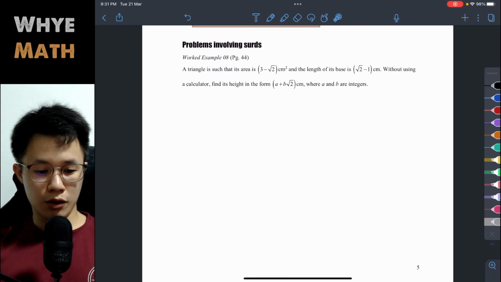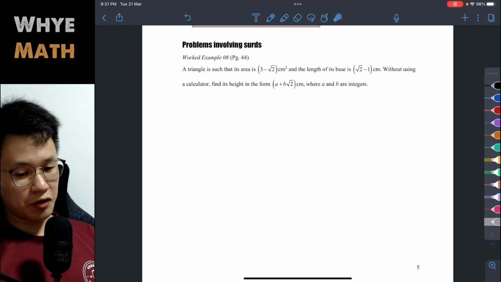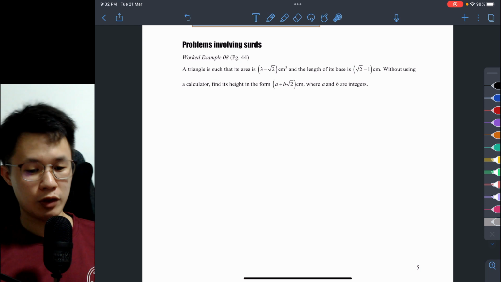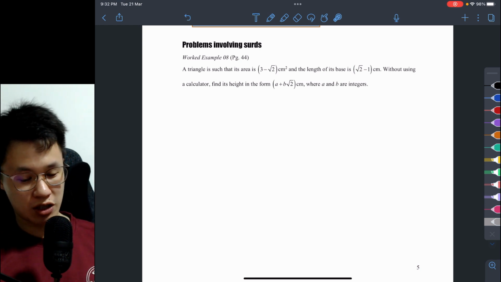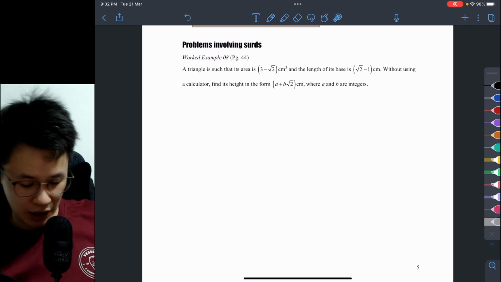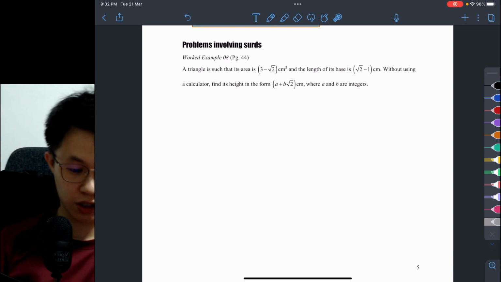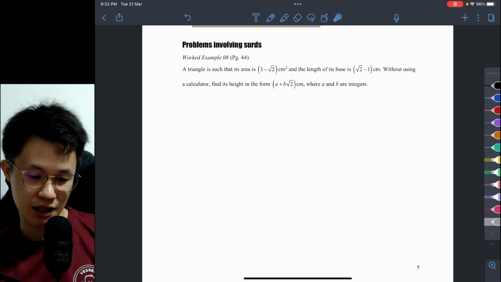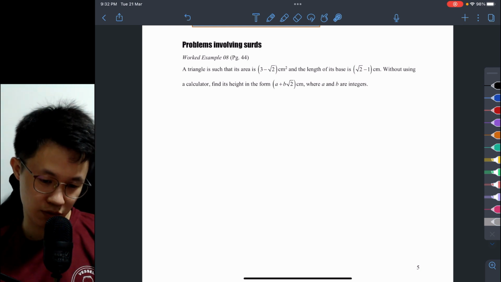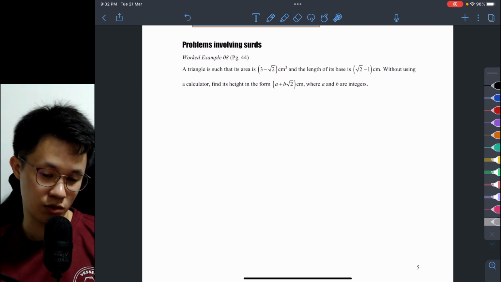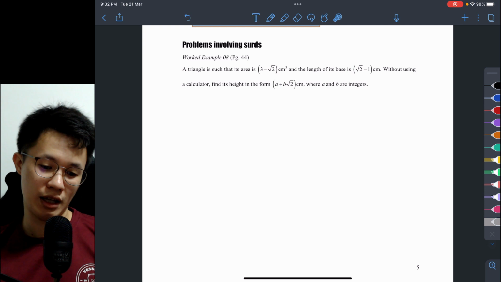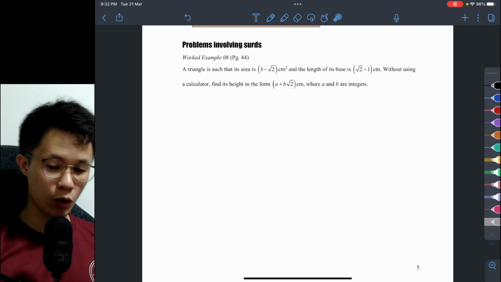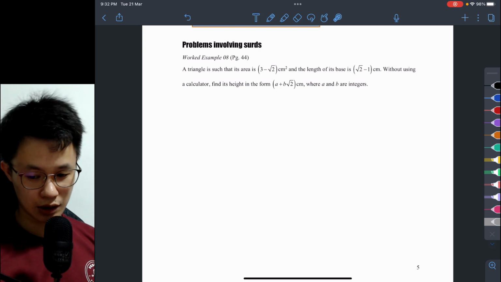Okay, so we come to some problems involving surds, and we want to read the problem using STAR again. Really, the first step is to search the question to see whether you have anything that will help you answer it. The first one is: the triangle is such that its area is 3 minus square root 2 cm squared, and the length of its base is square root 2 minus 1 cm. Without using a calculator, find its height in the form a plus b square root 2 cm, where a and b are integers. So your goal is to find the height.